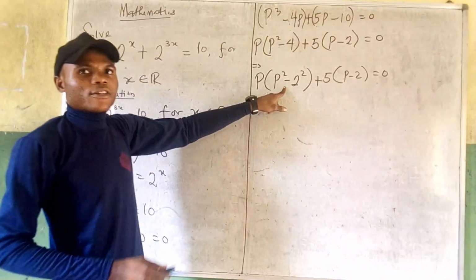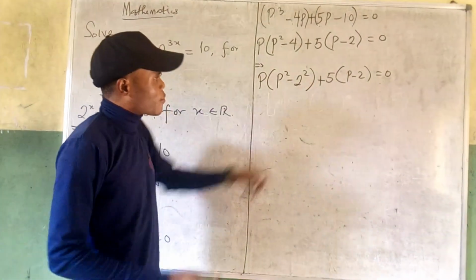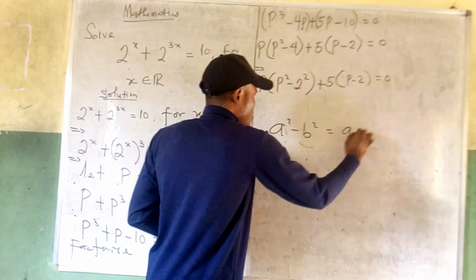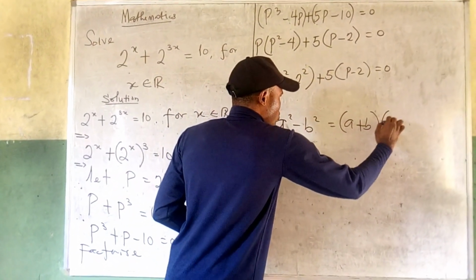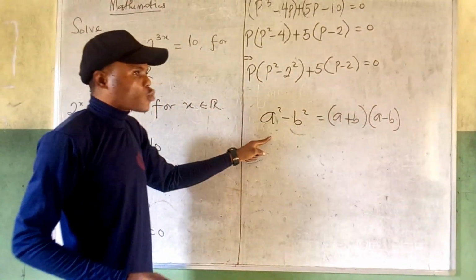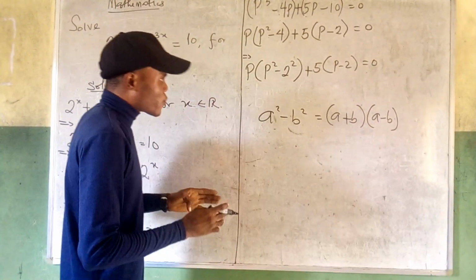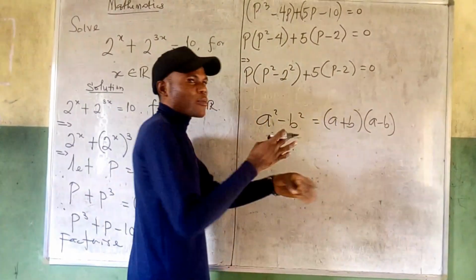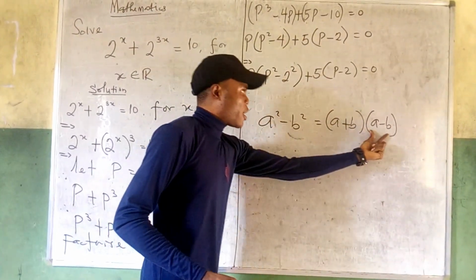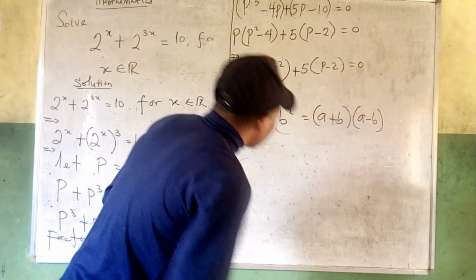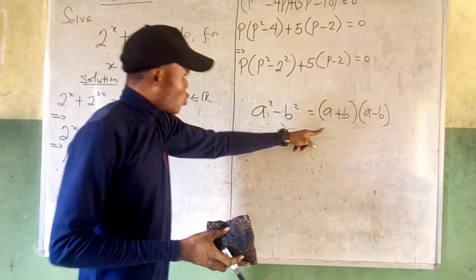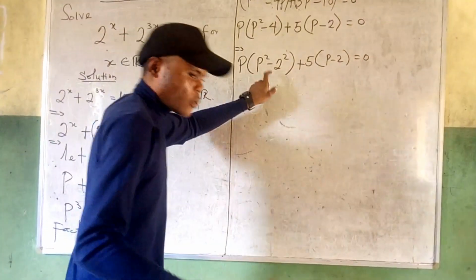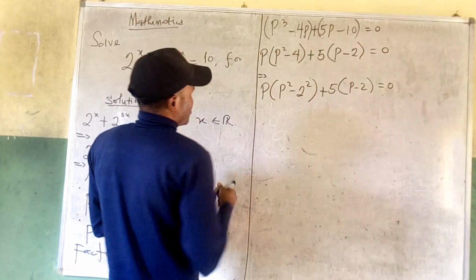Now if you look at what you have in this bracket, p squared minus 2 squared, this is similar to a squared minus b squared, which is expressed as a plus b, a minus b. This is referred to as the difference of two squares. So if you have a difference of two squares like this, it means a squared minus b squared can be expressed as a plus b, a minus b. That's it. So we're going to use this principle, this law, for this expression here.